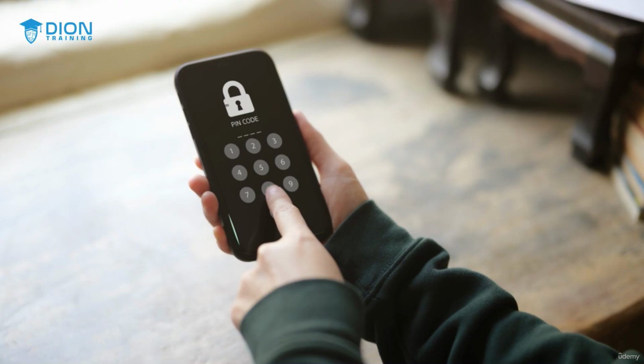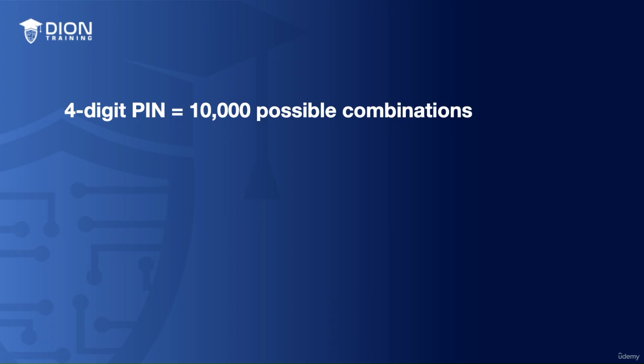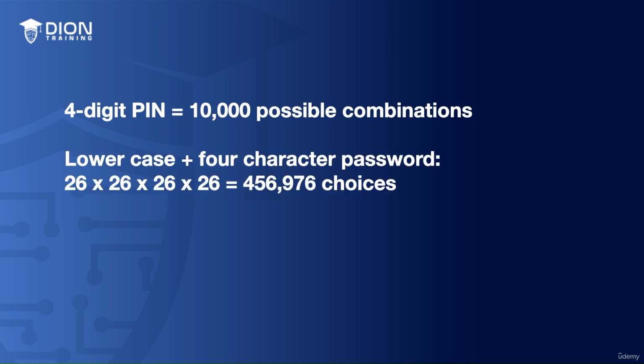If we use a PIN, we only have 10 character choices that we can use for each digit of the PIN, because each digit can either be 0, 1, 2, 3, 4, 5, 6, 7, 8, or 9. So if I use a 4-digit password only using numbers, then I have 10,000 possible choices, or 10 times 10 times 10 times 10.